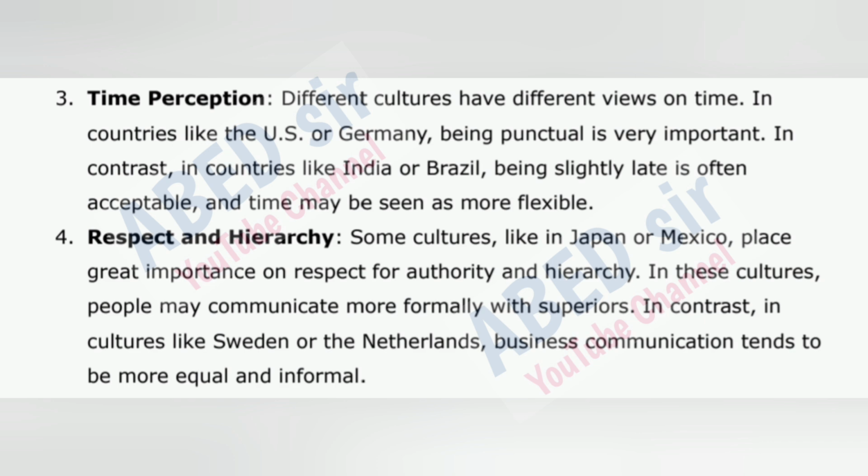Some cultures, like in Japan or Mexico, place great importance on respect for authority and hierarchy. In these cultures, people may communicate more formally with superiors. In contrast, in cultures like Sweden or the Netherlands, business communication tends to be more equal and informal.